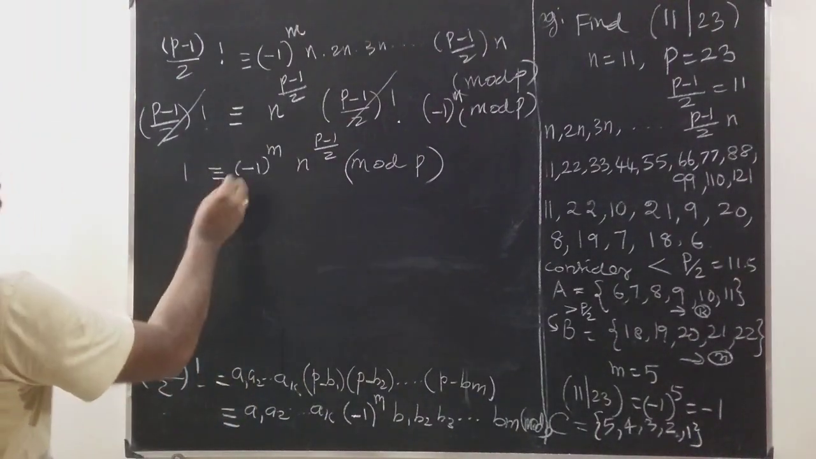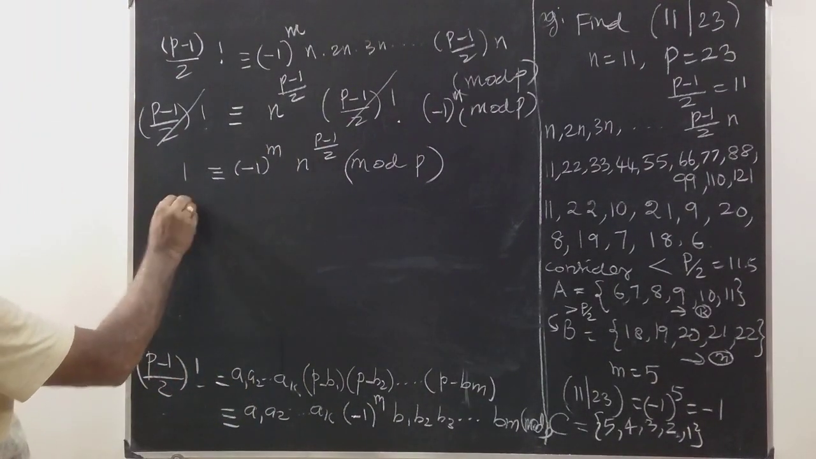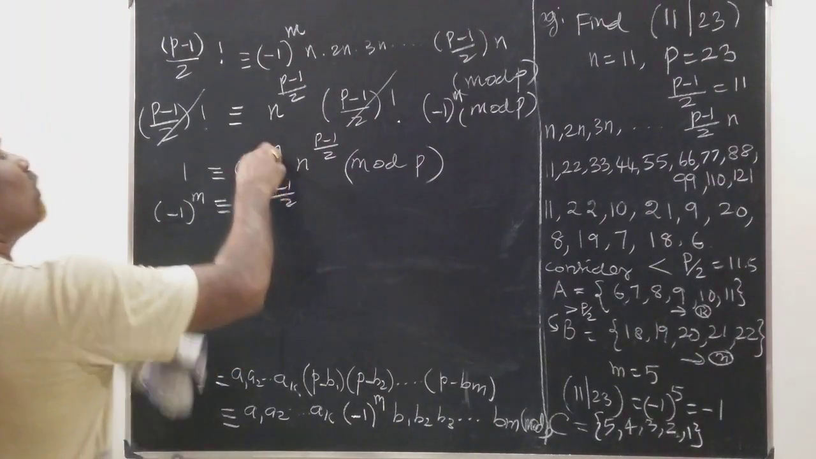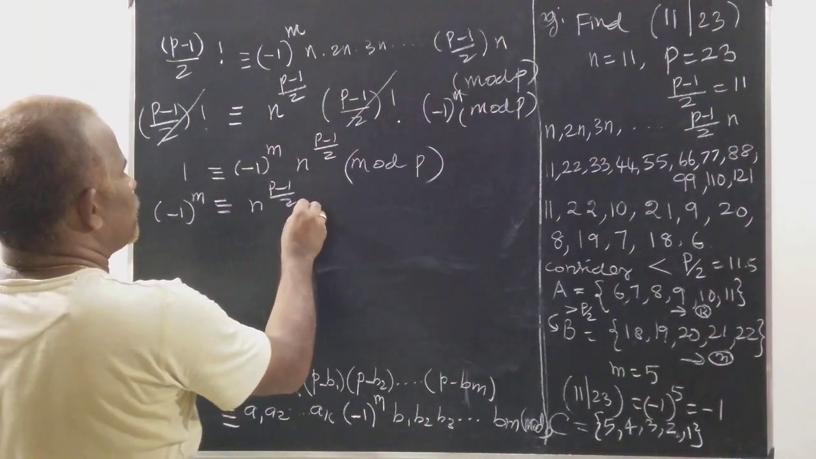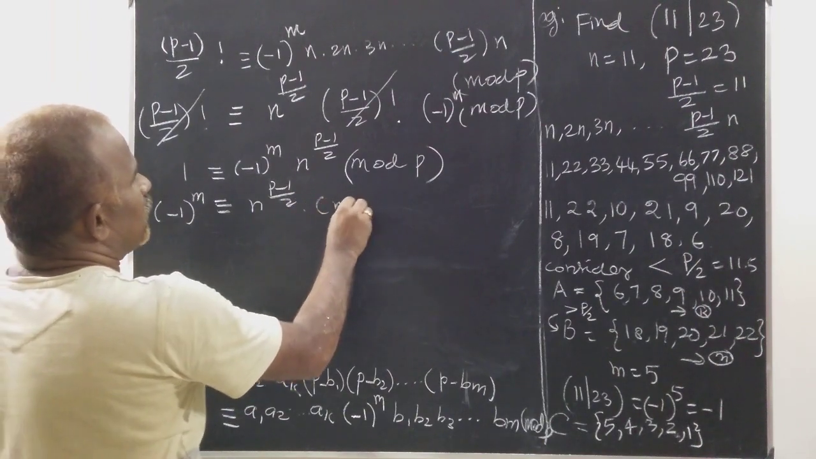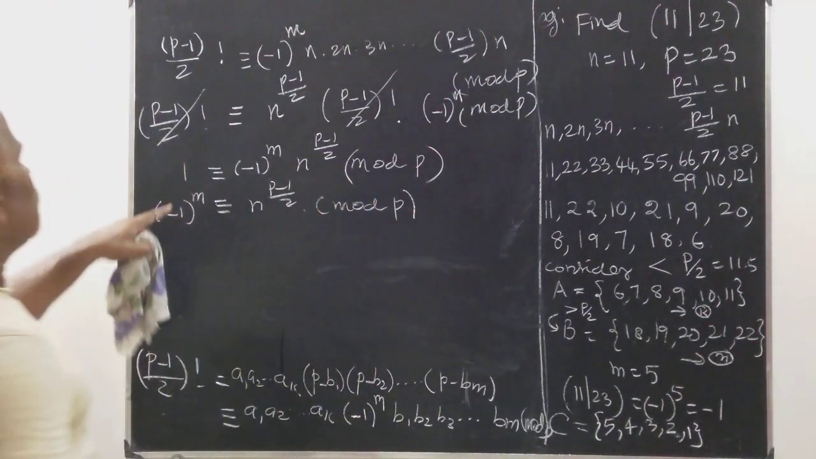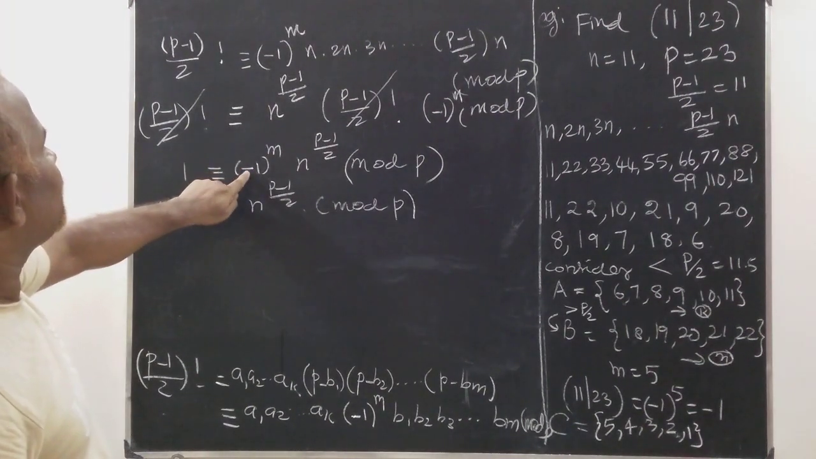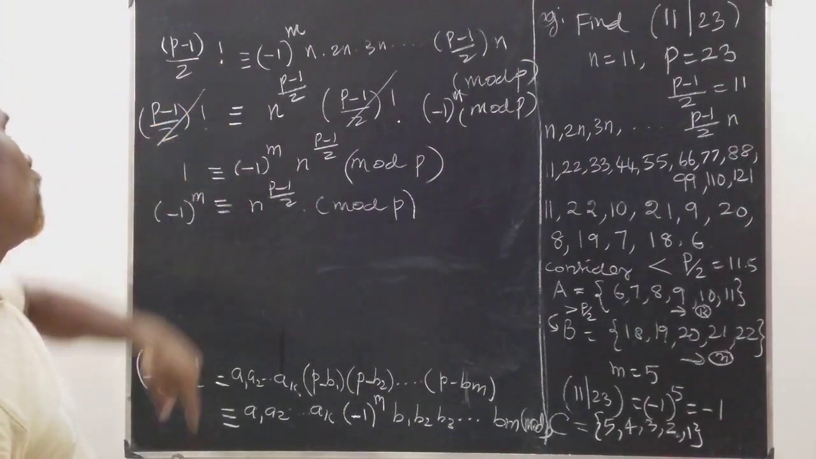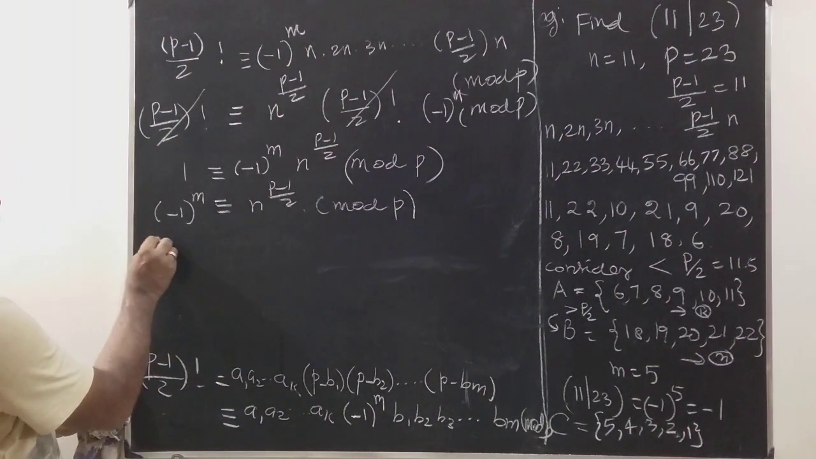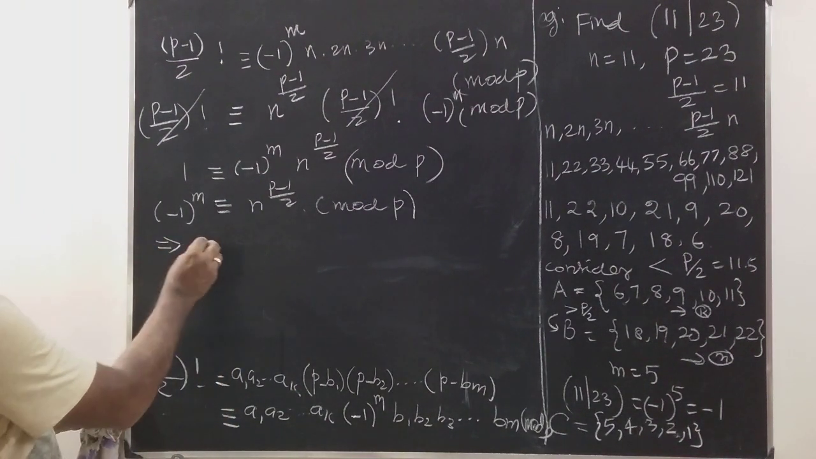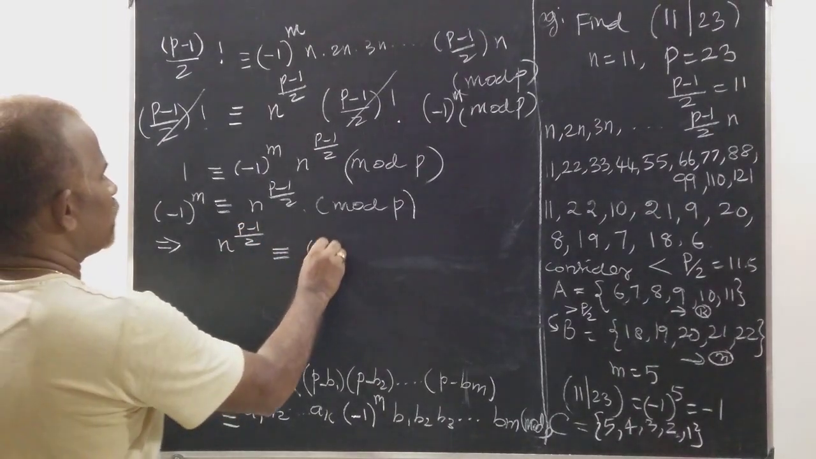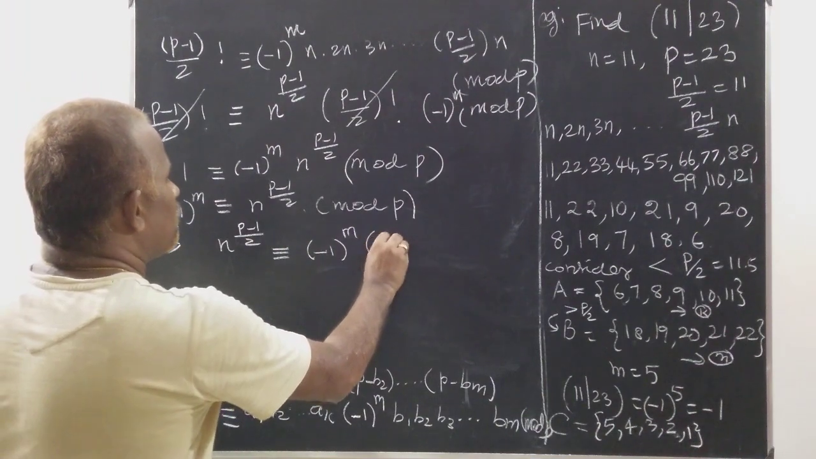So therefore multiply on both sides by minus 1 power m: minus 1 power m is congruent to n power (P minus 1) by 2, since minus 1 power 2m becomes 1, mod P. If you multiply by minus 1 power m, here is minus 1 power 2m. Anything power even is 1. So again this implies n power (P minus 1) by 2 is congruent to minus 1 power m mod P.